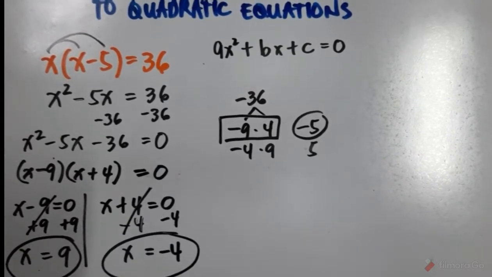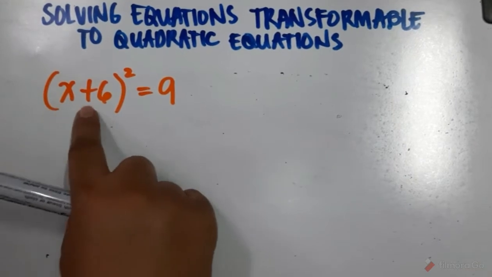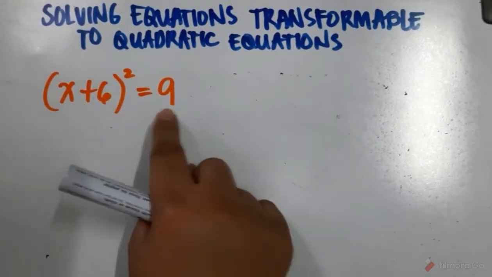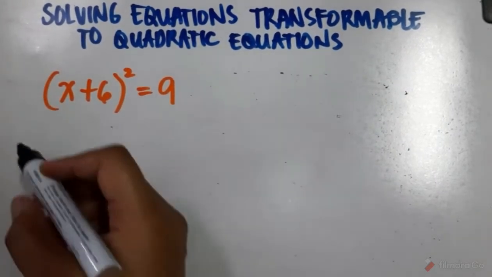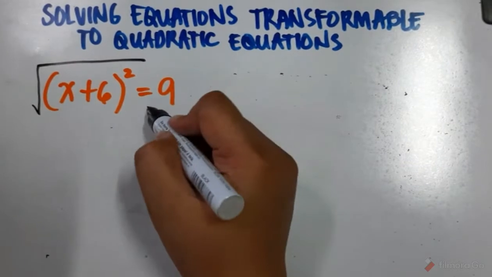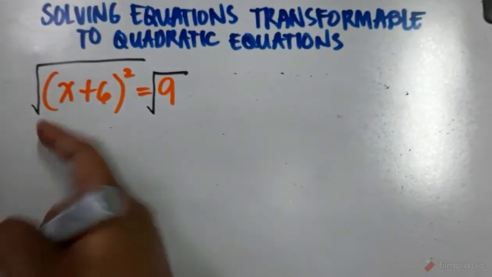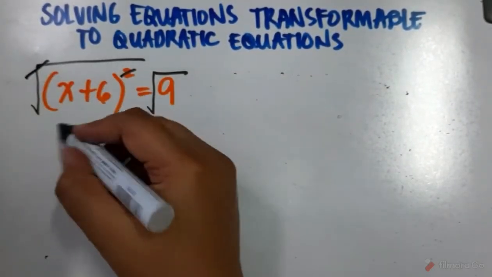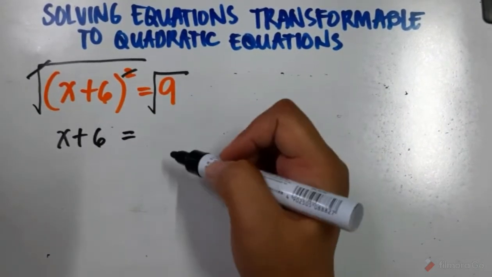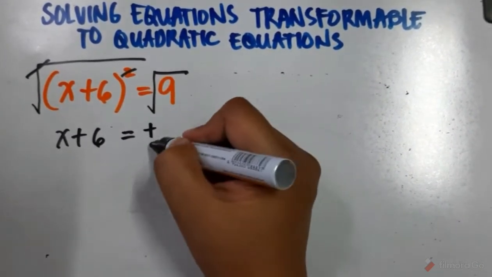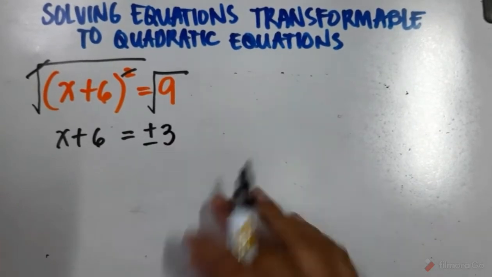That's it. Next, the quantity of x plus 6 squared is equal to 9. So first, we use extracting of roots; we use the square root on both sides. So this will be x plus 6 is equal to the square root of 9, which is positive and negative 3.